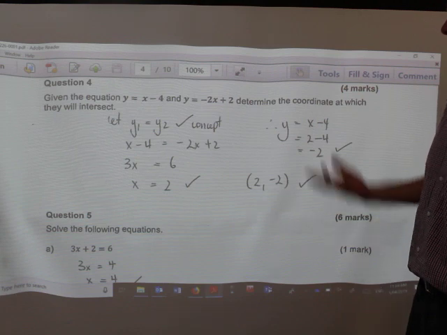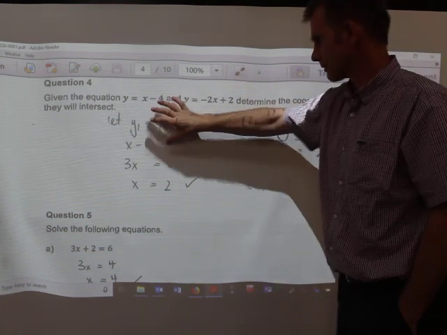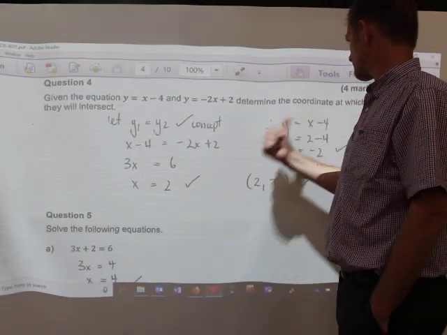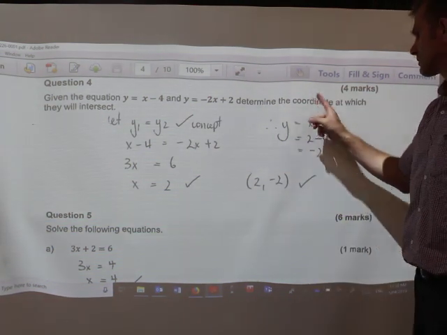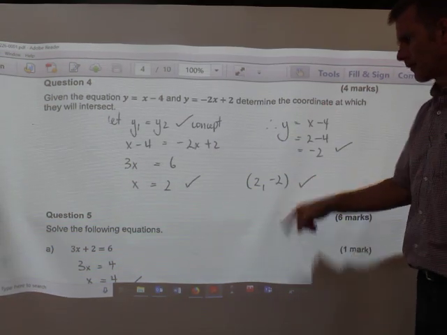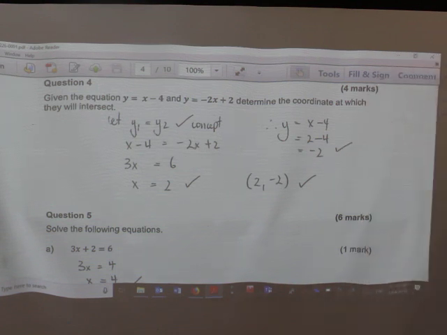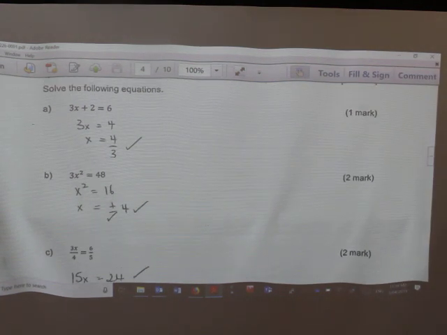Therefore, there's my point. You can see where the marks are, showing me that you understood this concept. An x and a y value got you 1, and because the question said determine the coordinate, I've got to answer as a coordinate. I can't just leave it as x equals, y equals.